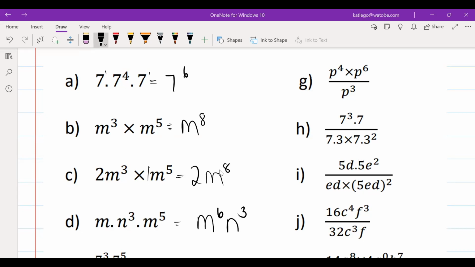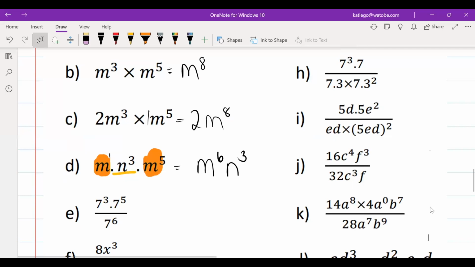The only thing I can say there is we have 2 different bases here, so you need to treat them independently, okay? So for m, you look at the m's, and then you look at the n on its own. That's why n doesn't change, and it stays n to the power of 3. And then for m, you have an invisible 1 over there, as we already said. So it's going to be m to the power of 1 plus 5, which will give you m to the power of 6. Okay, now we're moving on.